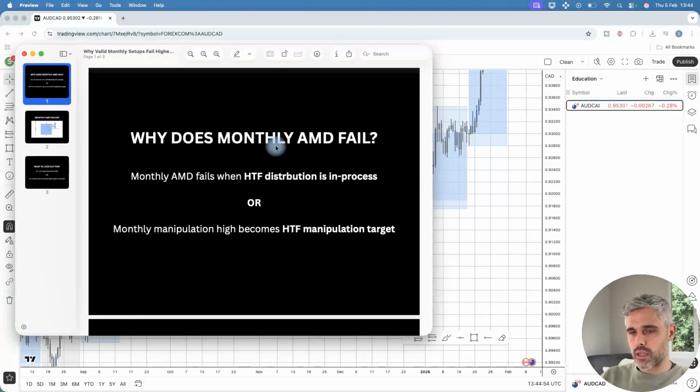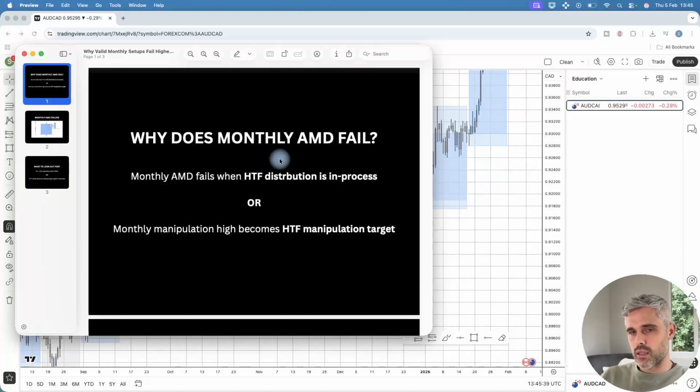So why does monthly AMD fail? Monthly AMD fails when higher time frame distribution is in process. So what does that mean? For example, think about the 3-month time frame. Imagine that has accumulated, there's been a manipulation and it's distributing to the accumulation candle's high. And then within that distribution phase, you get an opposing monthly CRT or a monthly manipulation. You're expecting price to distribute lower because you're just looking at the monthly time frame. What you don't see is that price can still gravitate higher.